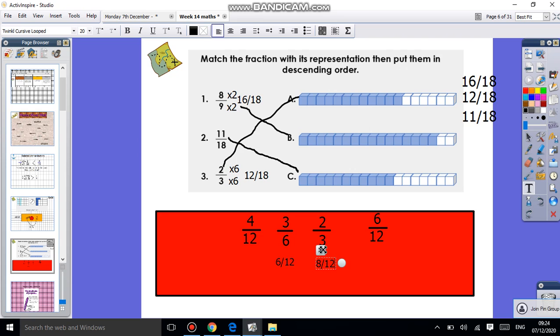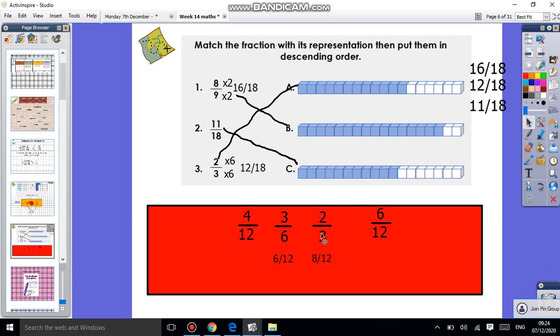And again, if I was asked to put this into descending order, I can see now that 8/12 is my biggest fraction. 2/3. I've got two sets of 6/12, so I can put them whichever way around I want. So 3/6 is equal to 6/12. And I've got 4/12 as my smallest fraction. Okay, and that's all there is to it.